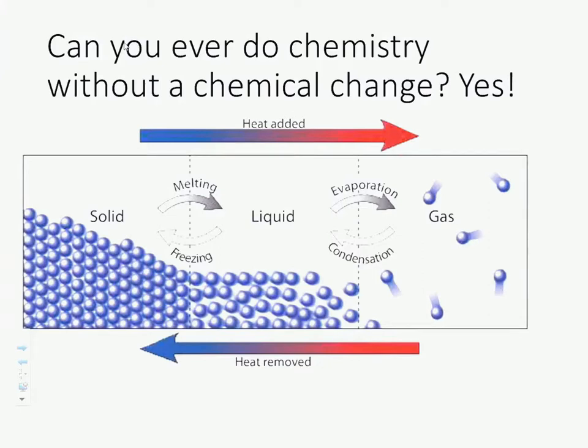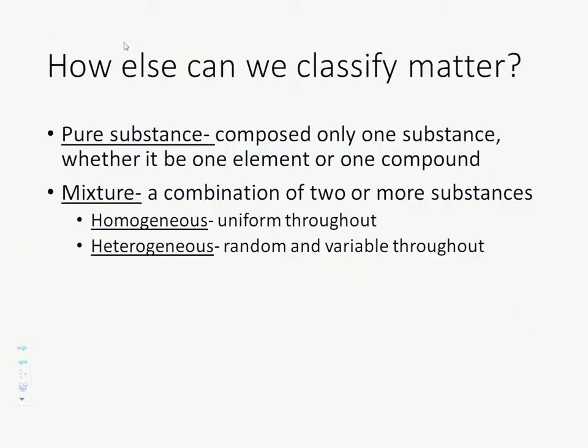Then when they go back the other direction, you still have the same atoms, you still have the same molecules, they're just in a different form. So can you ever do chemistry without a chemical change? Yes, definitely, it happens all the time. All right, so let's further classify this matter then.